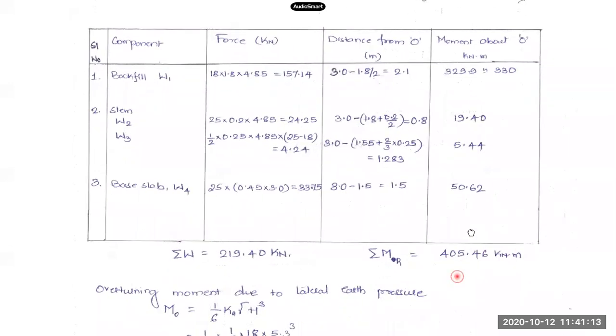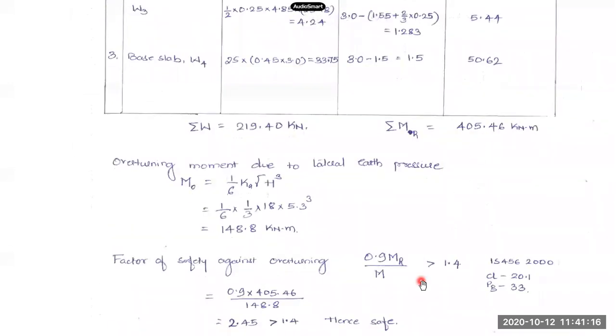Now, taking the ratio of this restoring moment and overturning moment, we need to check the factor of safety. Why this 0.9 is taken is because of the dead weights. All these restoring moments are arising because of dead weight. Soil is dead weight in this backfill, and the self weights of the stem and the base slab are also dead weights. When the restoring moment is coming due to dead weight of the structure, only 90% of it has to be considered. That's why this restoring moment is multiplied by 0.9.